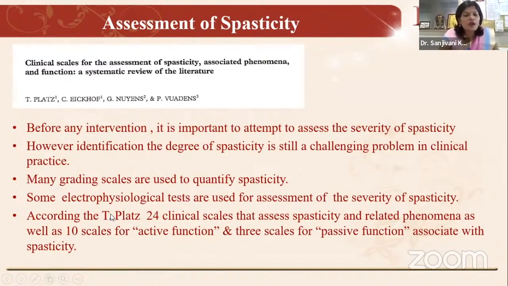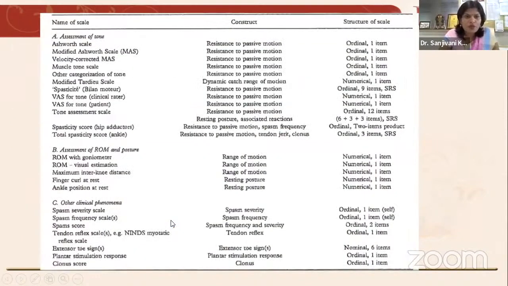So according to T. Plas, he gave 24 clinical scales with the help of which we can assess spasticity and related phenomena, as well as 10 scales for active function and 3 scales for passive function. We usually see only the assessment of spasticity, but along with that, function is also important, right? So these are the scales which he listed for assessing spasticity.